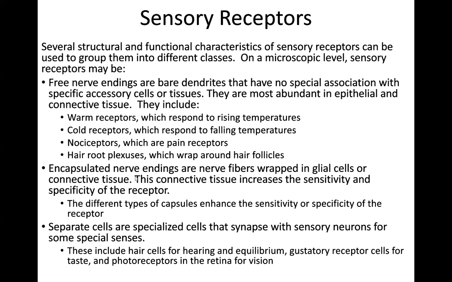And encapsulated nerve endings are nerve fibers wrapped with a capsule. Either it's glial cells. Remember, glial cells would be like those Schwann cells and those satellite cells and astrocytes and whatnot, just supporting cells, or it's connective tissue. Okay, and the function of the encapsulation is to increase the sensitivity, so it's easier to hit threshold. And specificity, we'll talk about what that is. It refers to being able to locate where that sensation is coming from, which I guess I thought that sentence was really important, so I put it on there twice.